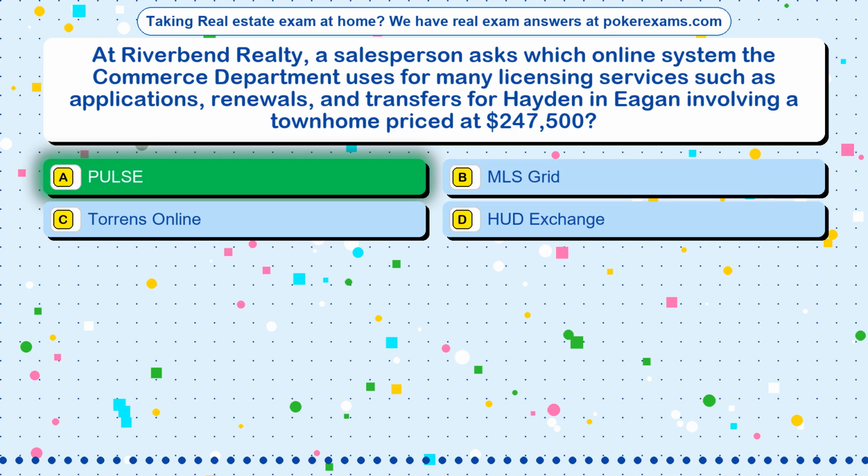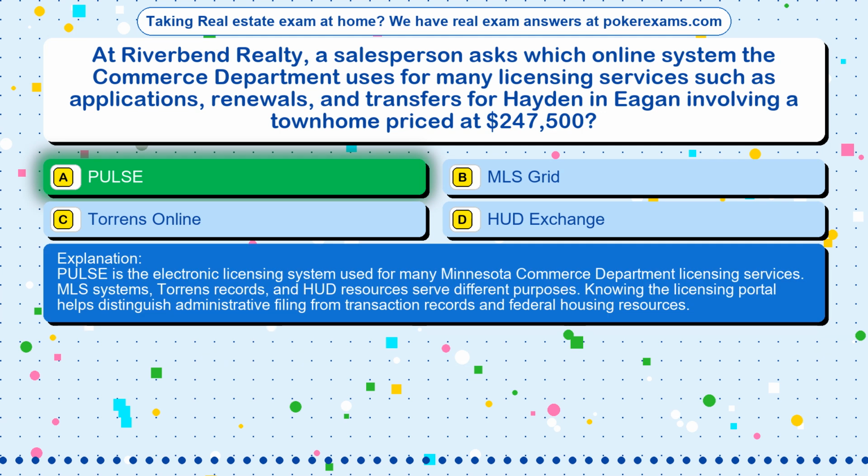The correct answer is option A. Pulse. Pulse is the electronic licensing system used for many Minnesota Commerce Department licensing services. MLS systems, Torrens records, and HUD resources serve different purposes. Knowing the licensing portal helps distinguish administrative filing from transaction records and federal housing resources.